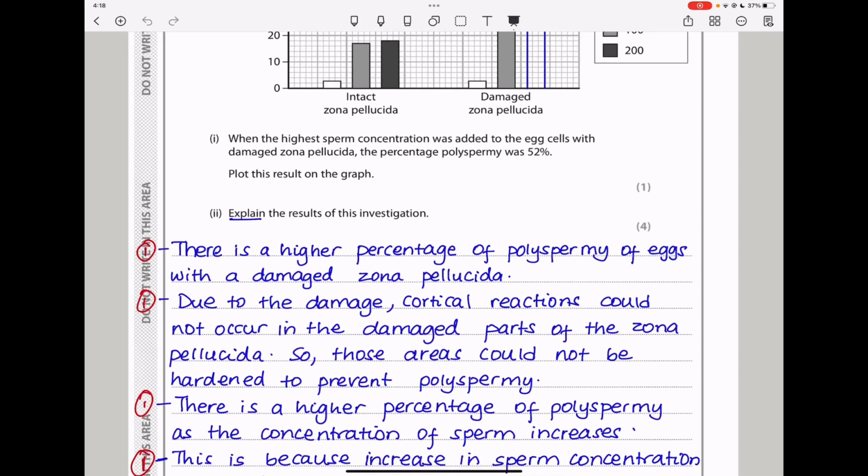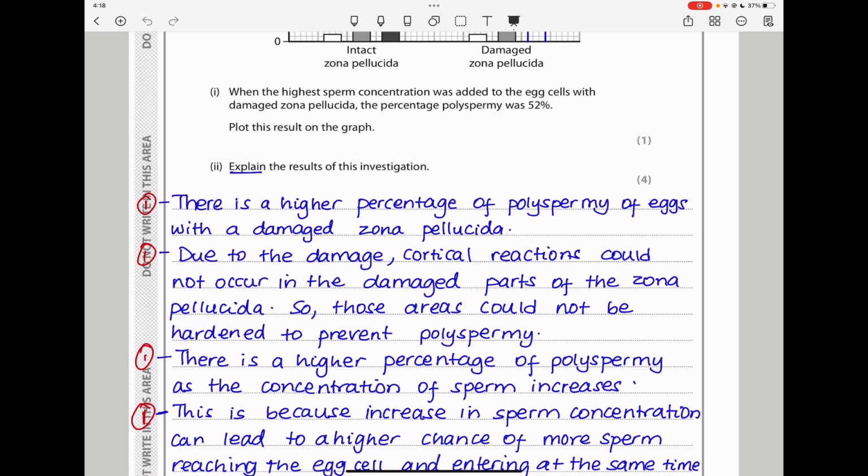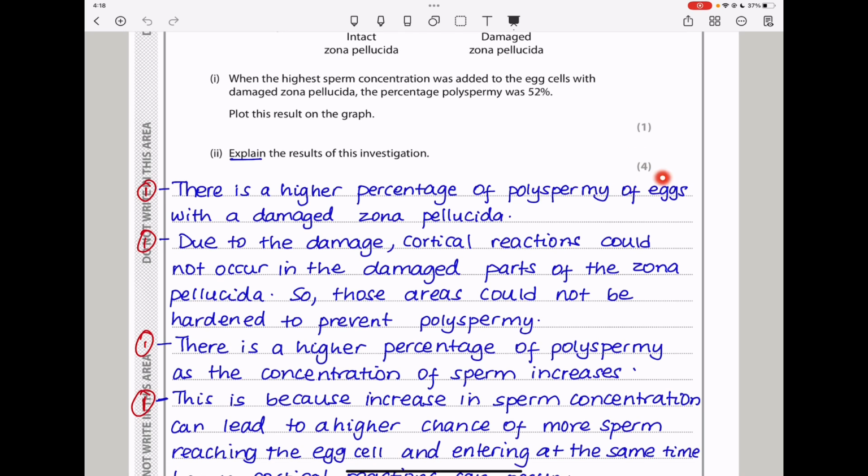Next they say explain the result of this investigation. So I have to explain, and remember this is a formal question, so I have to write appropriately. I say there is a higher percentage of polyspermy of eggs with a damaged zona pellucida.